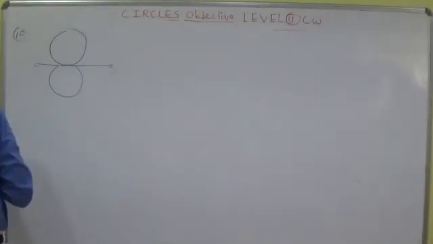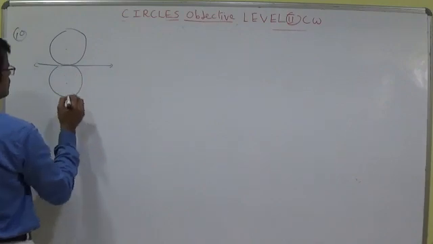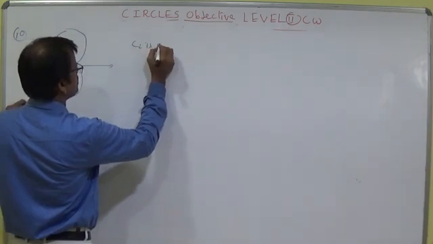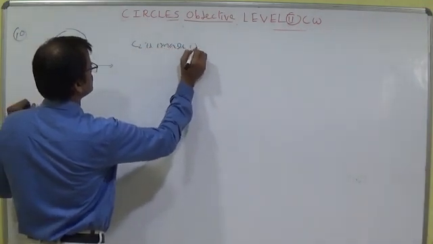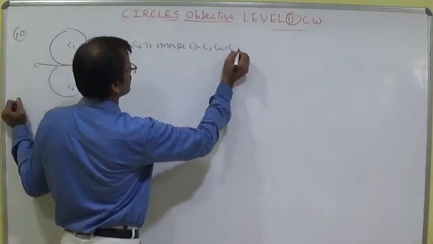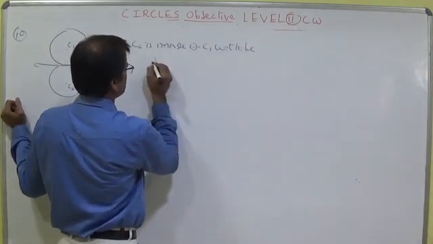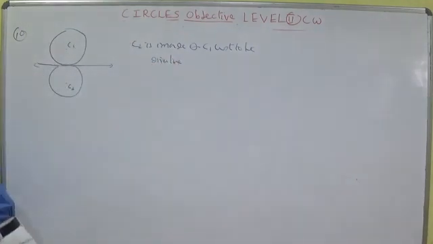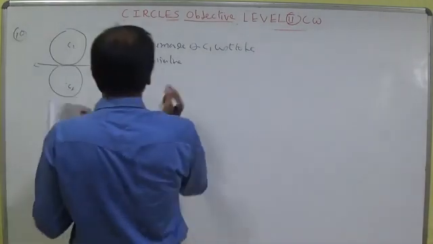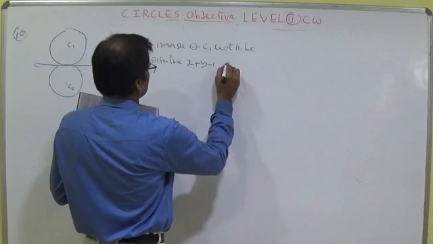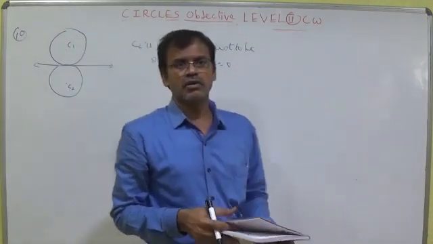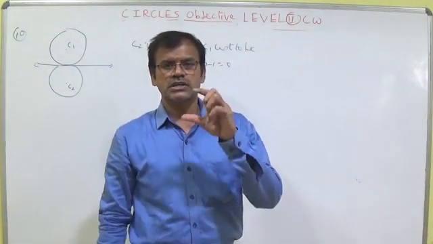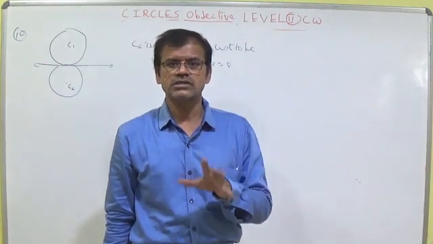Whenever he is asking mirror image, so this is center C2, you put, center C1. C2 is the image of C1 with respect to the given line, x plus y minus 1 equal to 0. Whenever he is asking the question as image concept, you should try to understand that the center is the image with respect to the given line and the radius is the same.